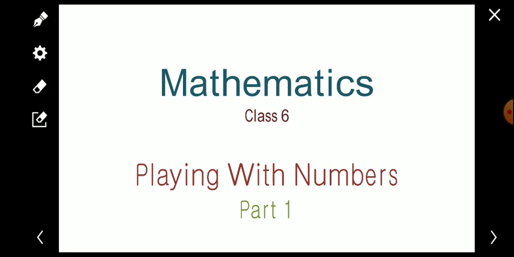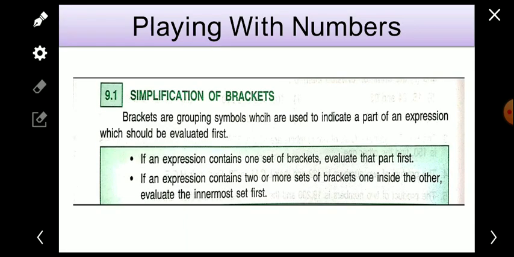Today we are going to start a new chapter, playing with numbers. This is the ninth chapter of your syllabus. Okay, chapter 9 it is, playing with numbers. Let's continue. Let's start the chapter.